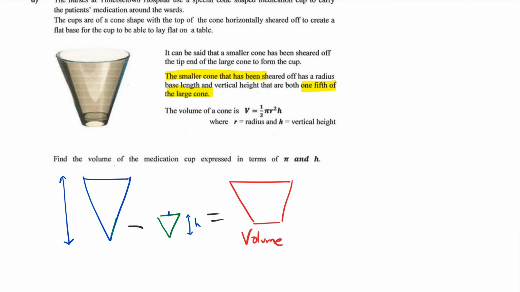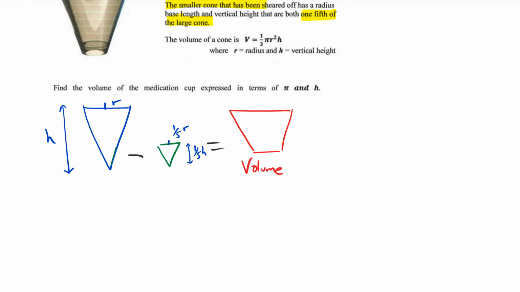So if it's 1/5, you can actually do it in fractions if you want to. So if this is the height, then the small cone's height is going to be 1/5 of h. And if this is the radius for the big cone, then the radius for the small cone is going to be 1/5 of the radius. Now we've been given the volume formula.